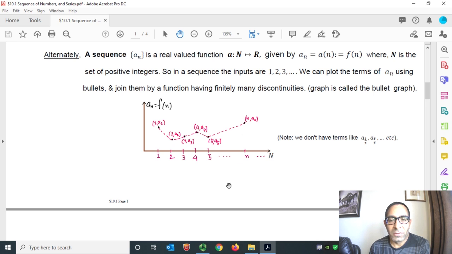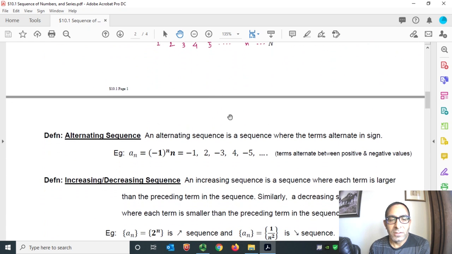Awesome. Now let's move on. Alternating sequence definitions.